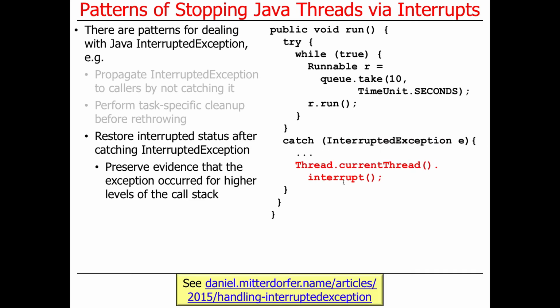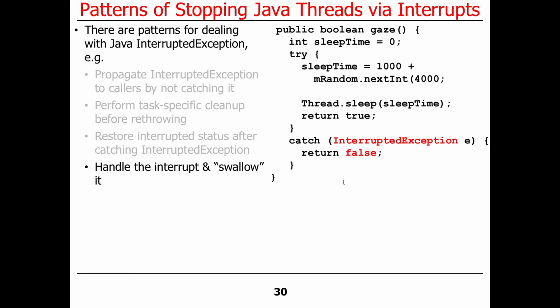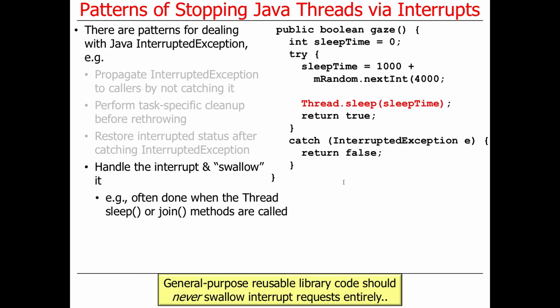And then the final way to do things, which is really an anti-pattern, is to simply handle the interrupt and swallow it. In this case, it's the same kind of thing we did before. We get the interrupt and basically swallow it. As a general rule of thumb, reusable library code should never swallow interrupt requests, because it's usually important to somebody that an interrupt occurred, and you don't want to just make it go away, because chances are that'll cause you problems down the road.